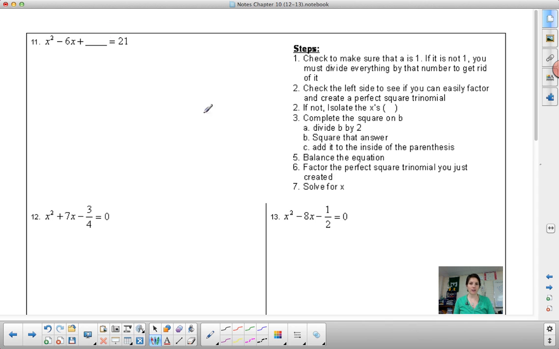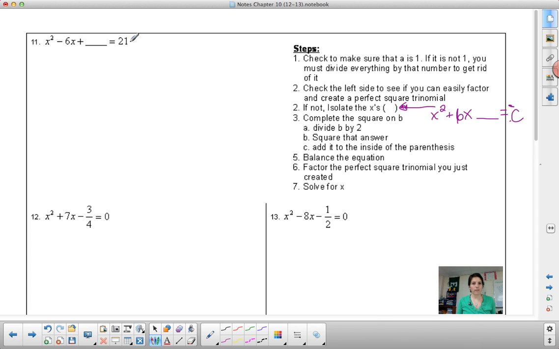If you can't do it, this is where the new step is. Isolate the x's. That means make it x squared plus your bx and leave a blank for c, because that's what we're going to have to introduce, the c value. And put the constant that didn't work over here. So it's really going to be the opposite of c, right? It's negative, because you're going to subtract it or add it to get it over to that other side.